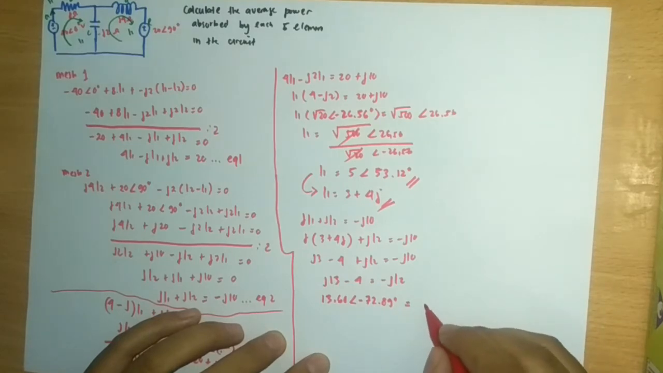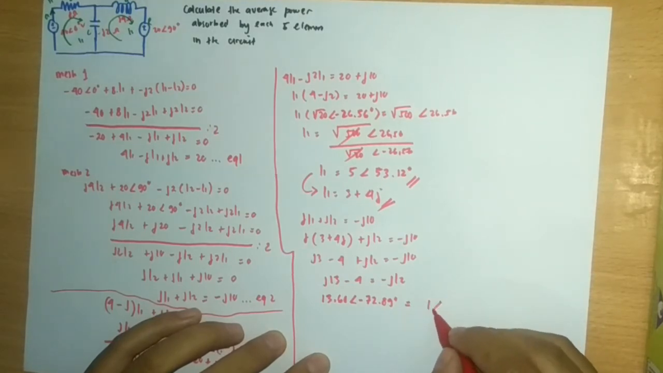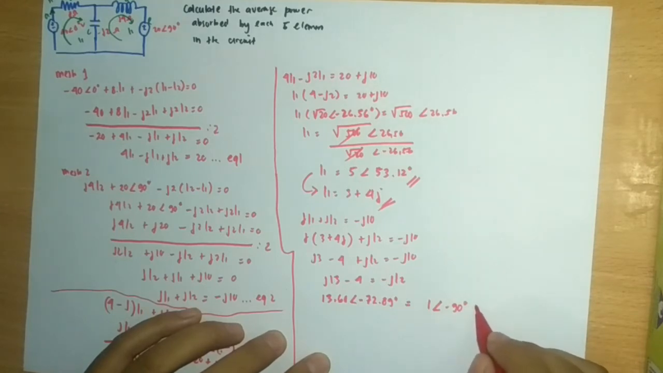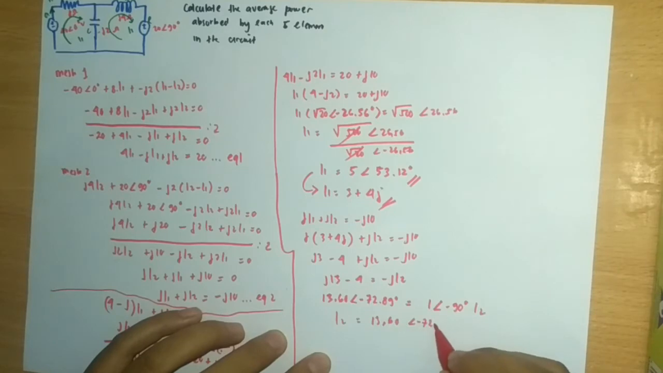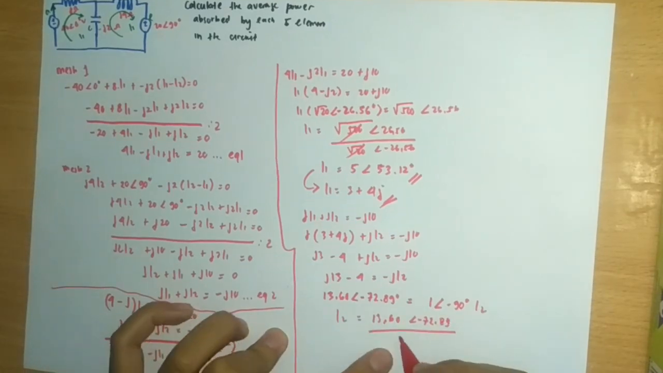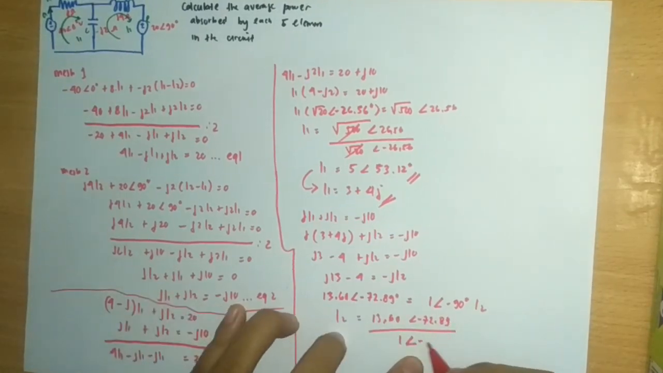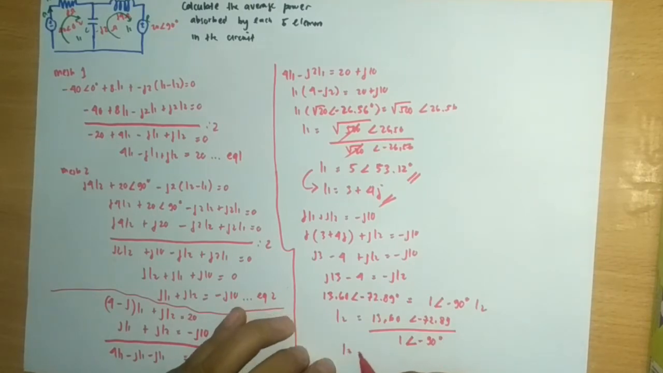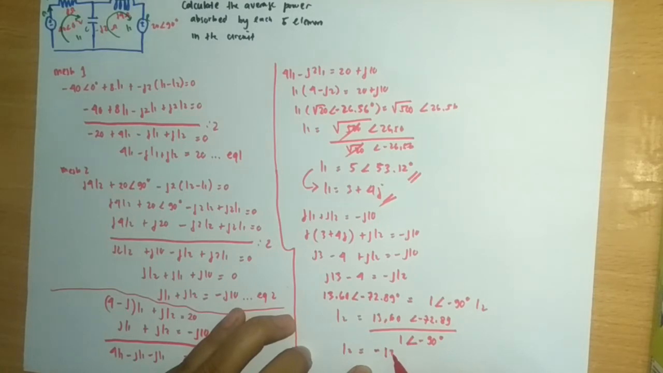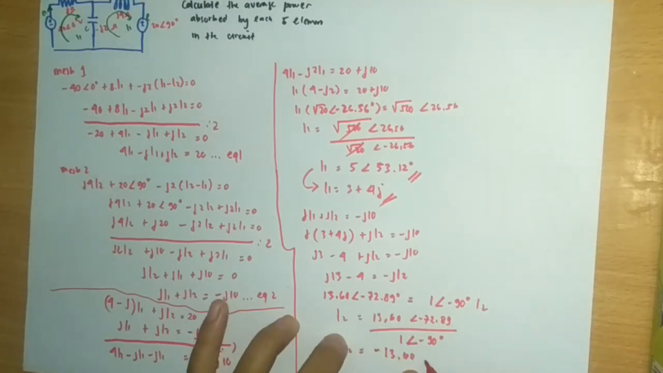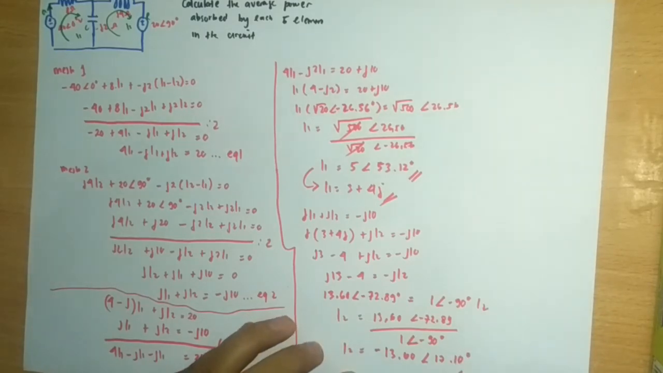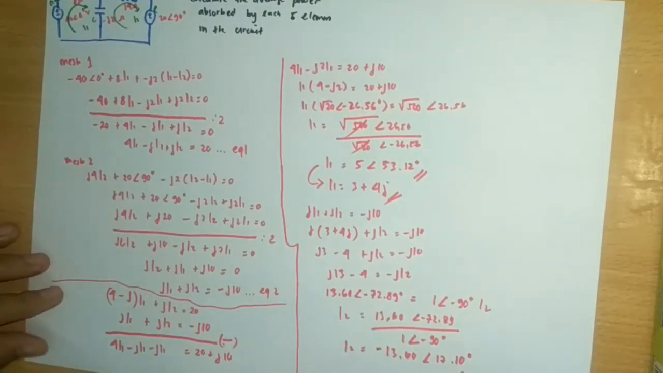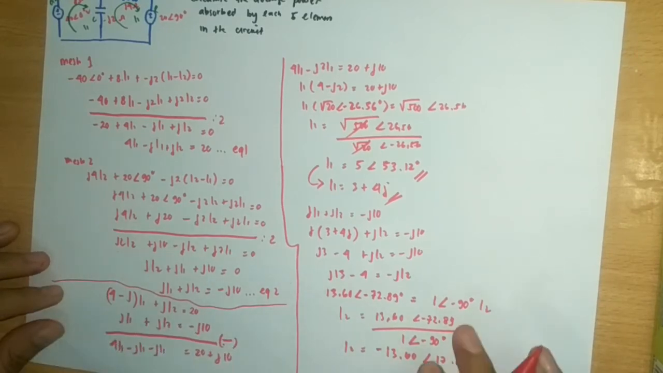Equal to jI2 divided by 1 at minus 90 degree phase angle, and we got I2 is 13.60 at 70.10 degree phase angle. And now we can calculate the average power absorbed by each of the 5 elements in this circuit.